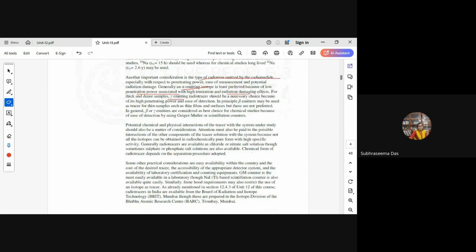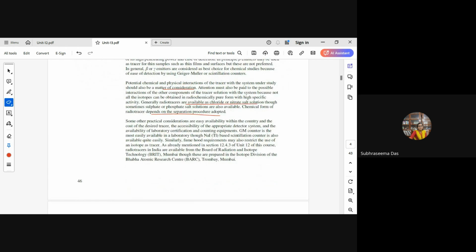The potential chemical and physical interactions of the tracer are also a very important factor. Generally radio tracers are available as chloride or nitrate salts. The chemical form of the radio tracer, however, depends on the analyte that we have taken for the system under consideration. Other practical considerations are those available to us from BRIT, that is the Board of Radiation and Isotope Technology in Mumbai, in BARC.